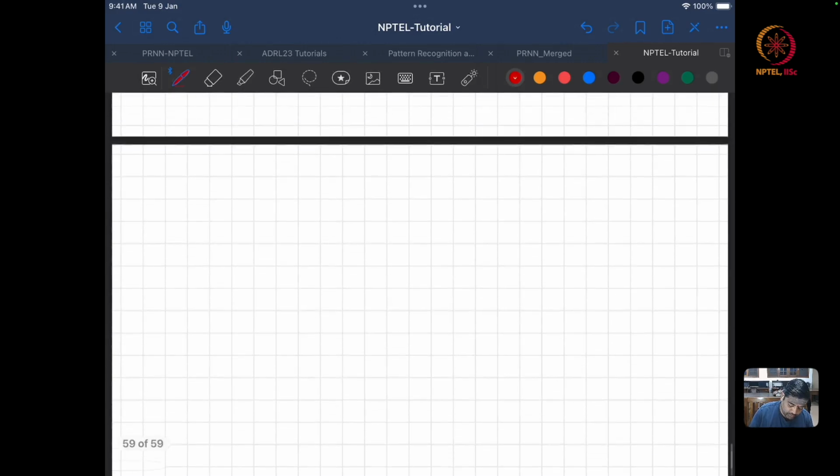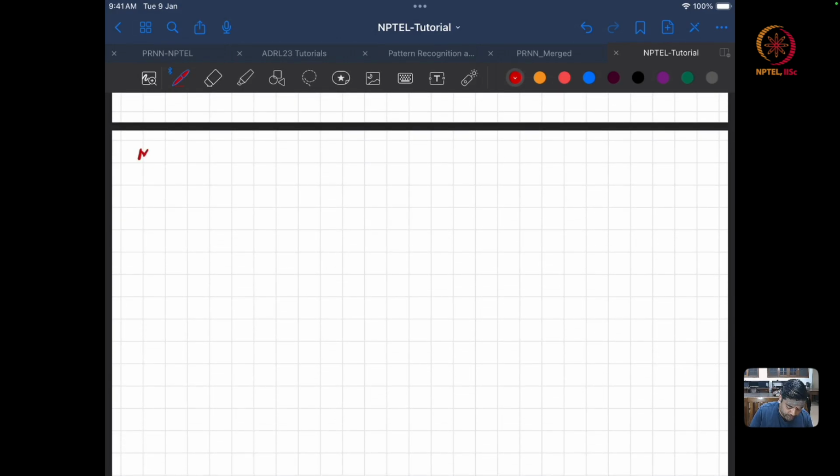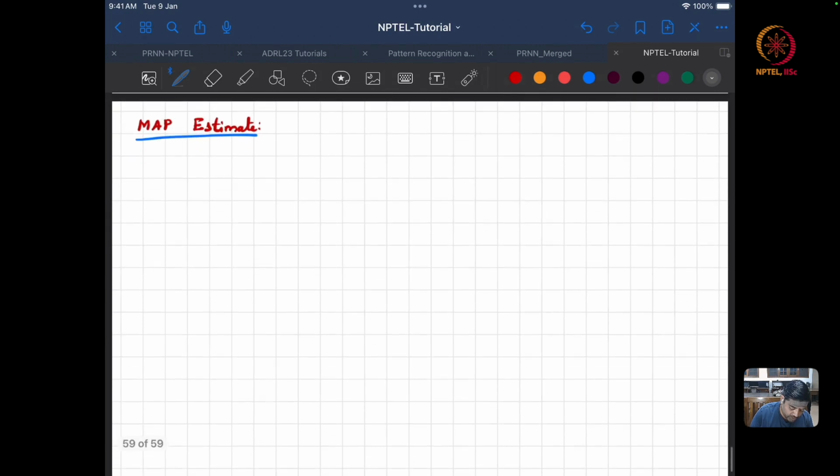So we are looking at the MAP estimate. Now let's consider that the data I have is x1, x2, and so on till xn, where i goes from 1 to n. This is the data that I have.